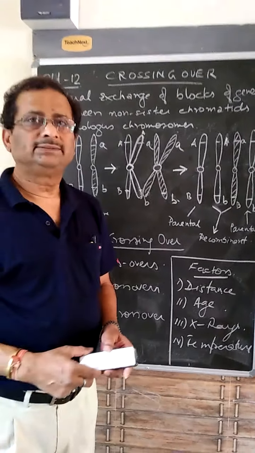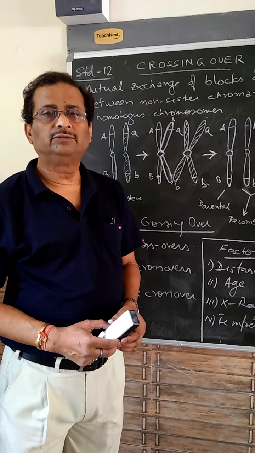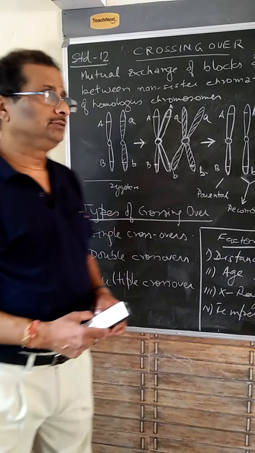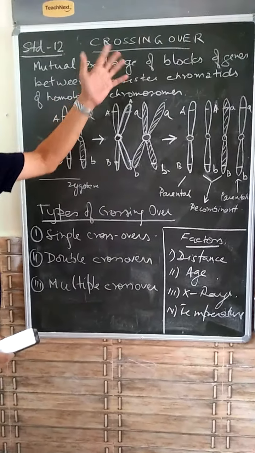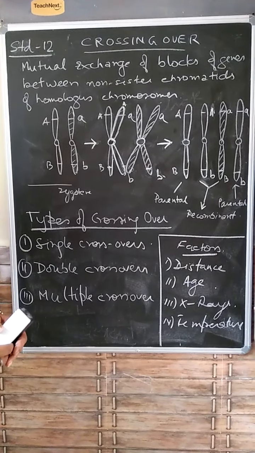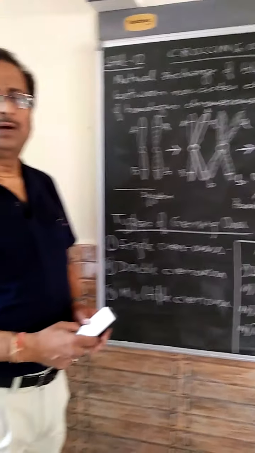Good morning, students. For Standard 12, today we are going to study about crossing over and the techniques of mapping. Now, first of all, we have to know about crossing over. This is particularly studied in the chapter of cell division. Crossing over takes place during meiosis and in prophase 1.